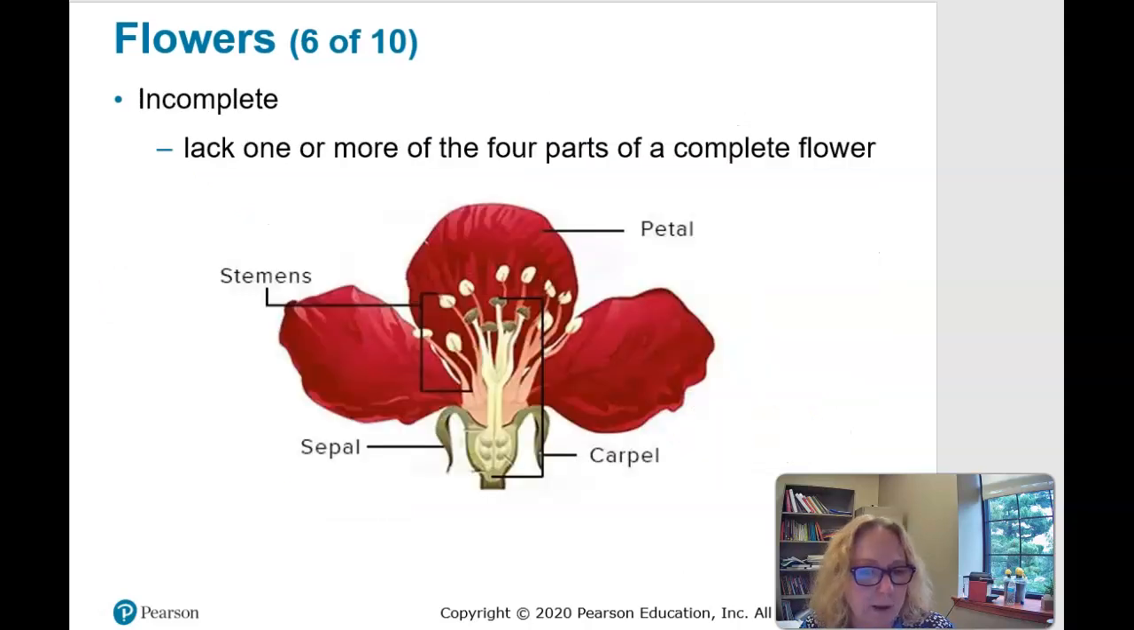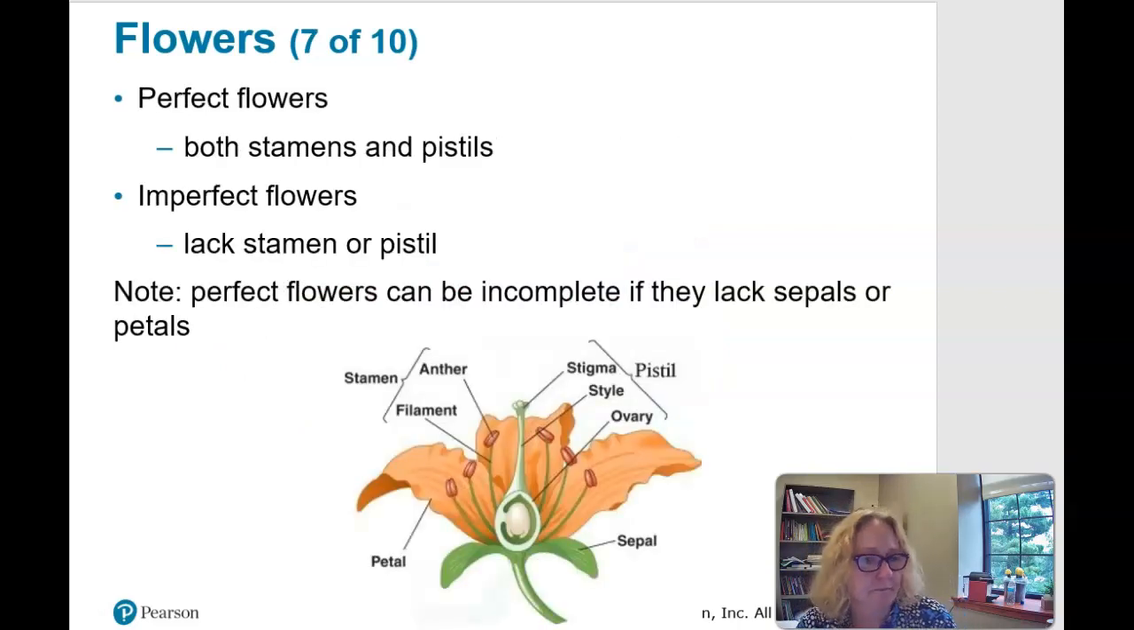Here is a complete flower. You need the sepal holding up the petals. Sepal, petal, carpel, which is this whole female part right here, and stamens, which is the whole male parts right here. Incomplete, it lacks one of those things. Doesn't matter which one, it's incomplete. If it doesn't have a sepal, if it doesn't have petals, if it doesn't have carpels, if it doesn't have stamens, it is an incomplete flower.